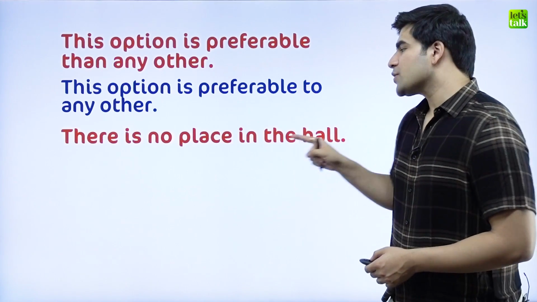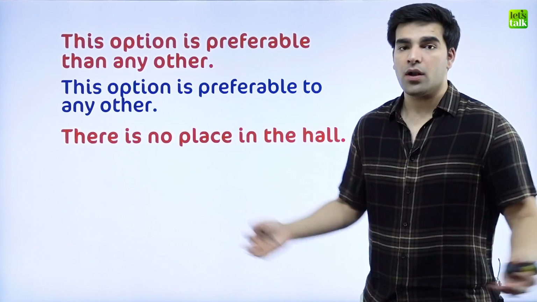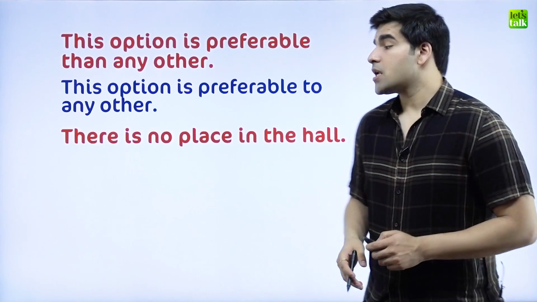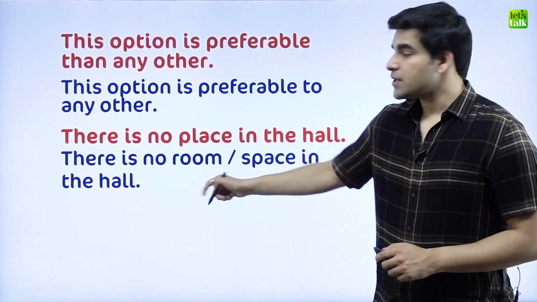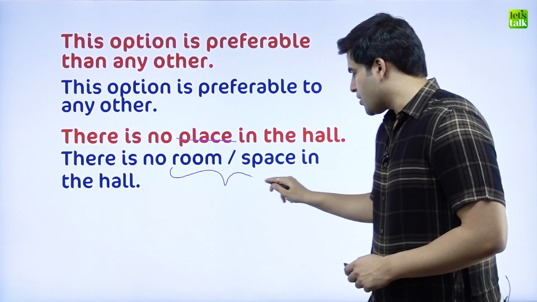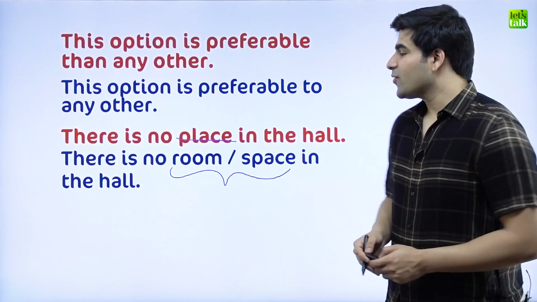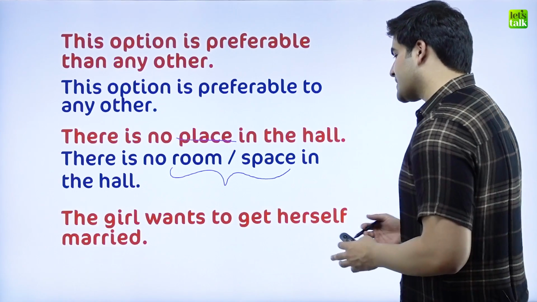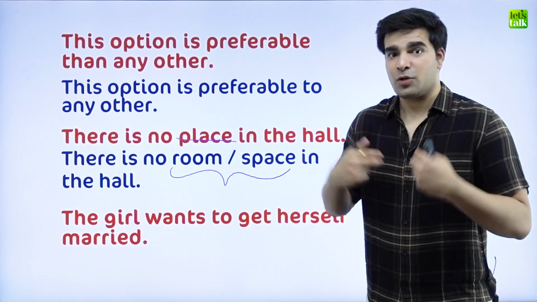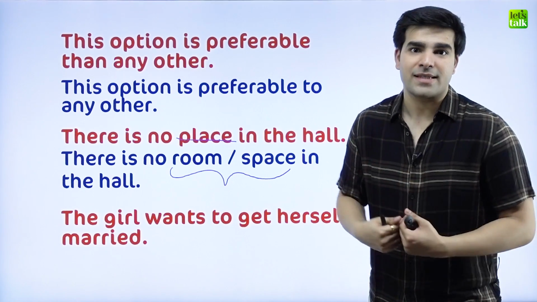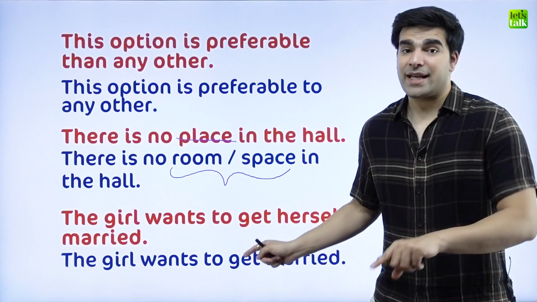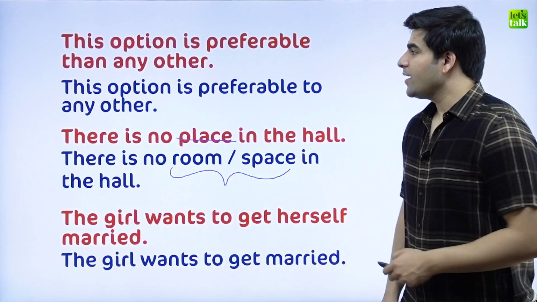The next one is "there is no place in the hall." Imagine there's a hall, a conference hall, and it is being said there's no place in the hall. Excuse me, no place? No space or no room. So place is not the right vocabulary. We say no room or no space. The next one is "the girl wants to get herself married." I mean, is she going to be the sole person to get married by herself? No, right? It is "the girl wants to get married," not "the girl wants to get herself married." These were the first six.